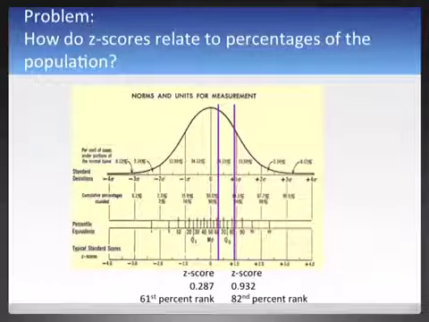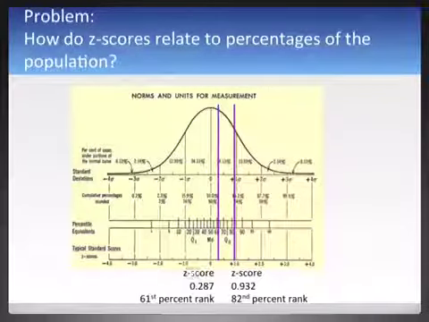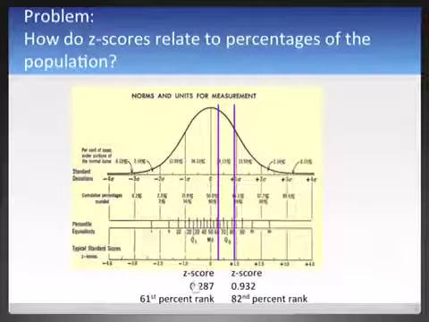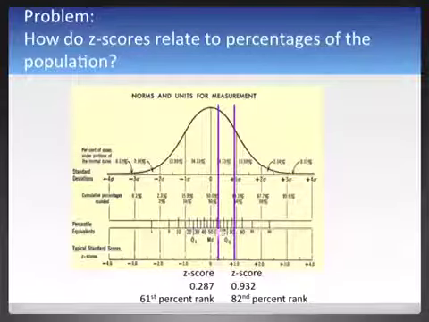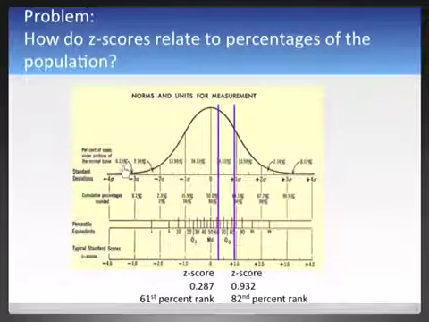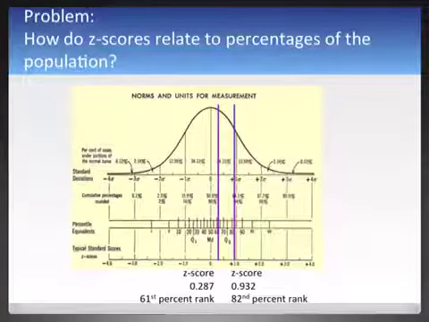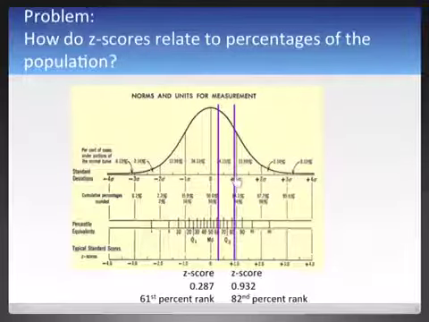Now we could convert these z-scores also into percentiles. We see this is the z-score metric down here. A z-score of 0.287, if we pull that up here, corresponds to the 61st percent rank. So 61% of the people have lower scores than this person, and 39% have higher scores. At the same time, a z-score of 0.932 corresponds to the 82nd percent rank. So only 18% of the people have higher scores, and about 82% have lower scores.